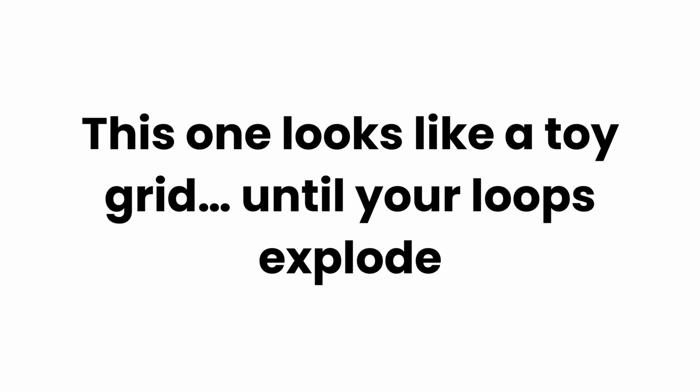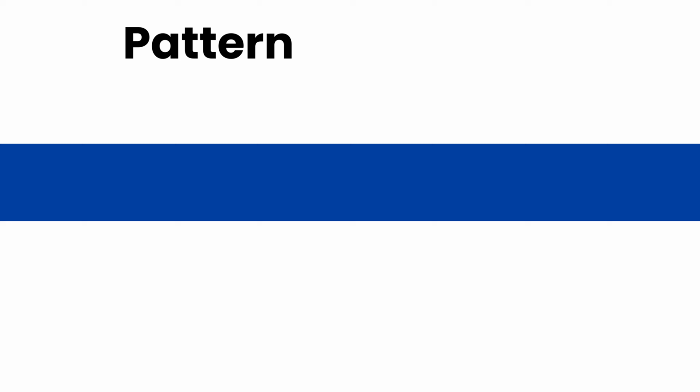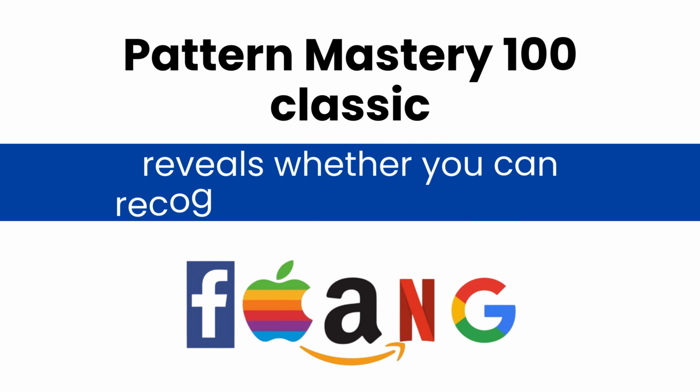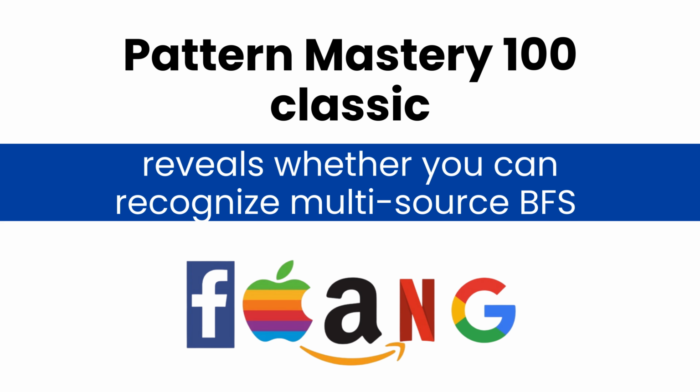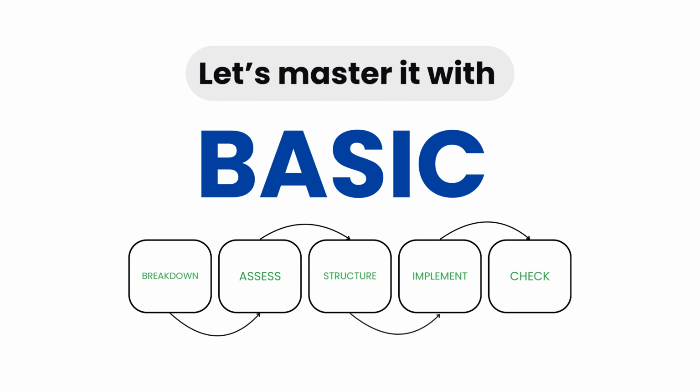This one looks like a toy grid, until your loops explode. Rotting Oranges is a Pattern Mastery 100 classic that reveals whether you can recognize multi-source BFS and reason in minutes, not hours. Interviewers love it because the brute force is tempting, but the optimal approach is one elegant flood from all rotten oranges at once. Let's master it with basics.